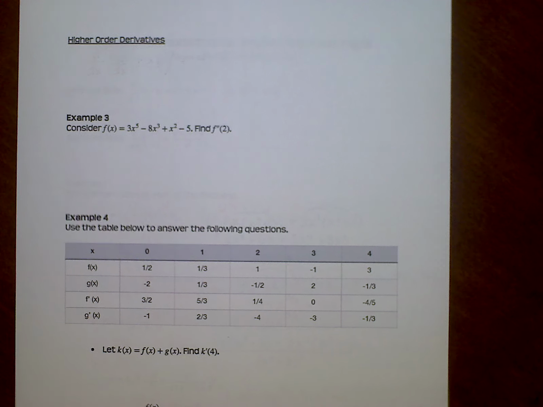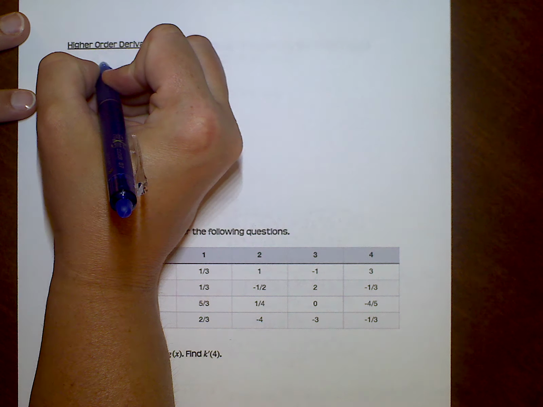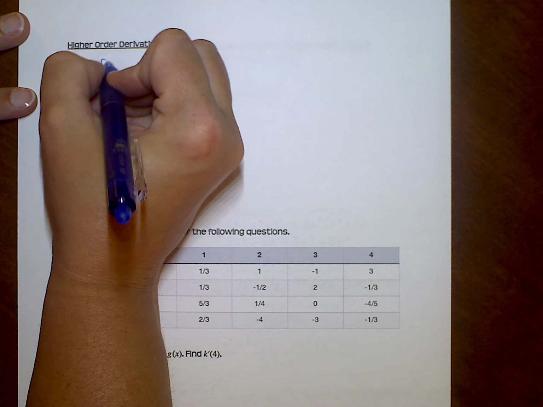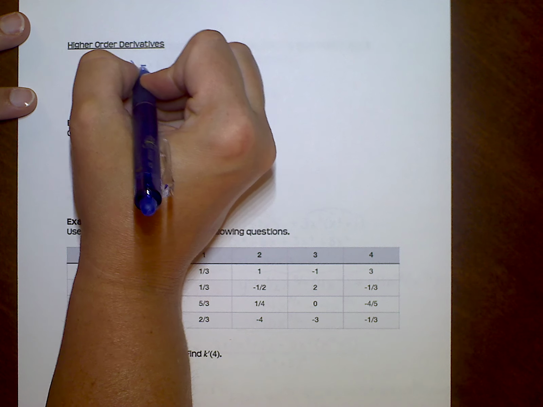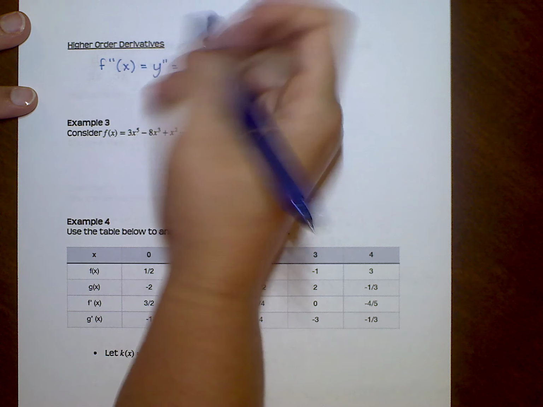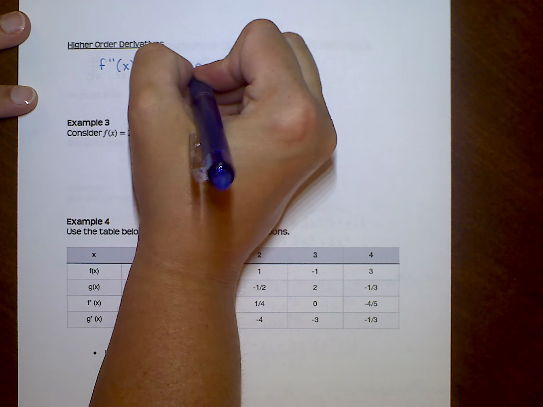Let's continue talking about some other things related to taking derivatives. First up is higher order derivatives. So this is like your second derivatives and third derivatives, and we've kind of mentioned this as a thing in class. Just so you understand the notation, we know that f prime represents a derivative. So if I do f double prime, which also could be written as y double prime, that represents a second derivative.